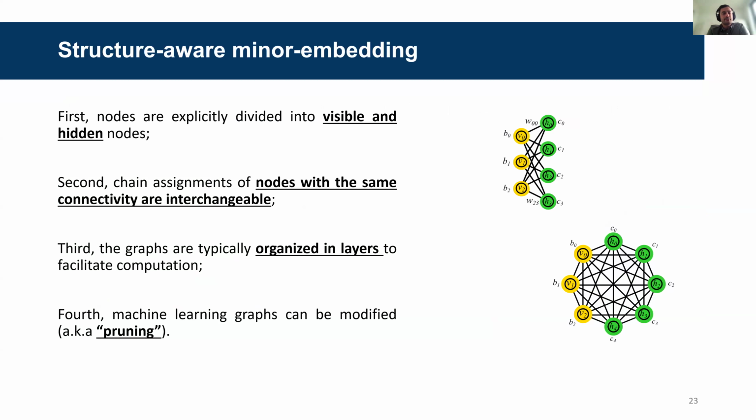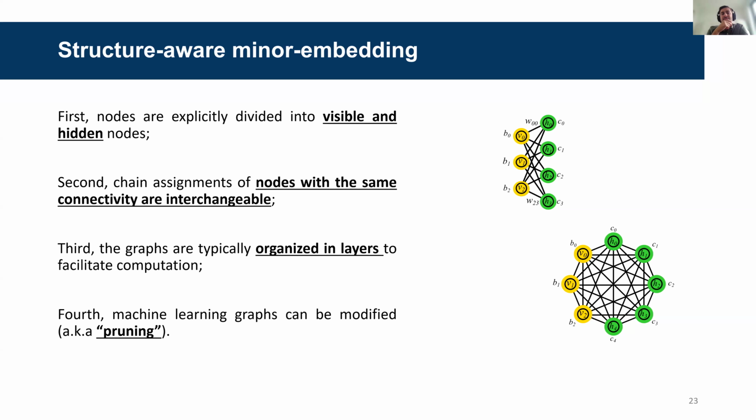And so this is what I call structural awareness. So structural awareness for quantum assisted machine learning. And we identified 4 properties. So the first one is that nodes are explicitly divided into visible and hidden. So they give us different purposes for those nodes.